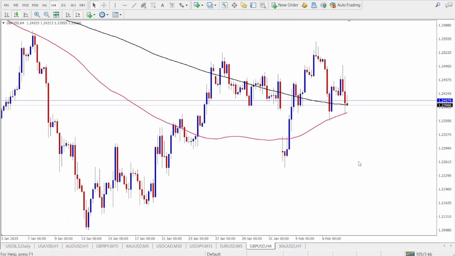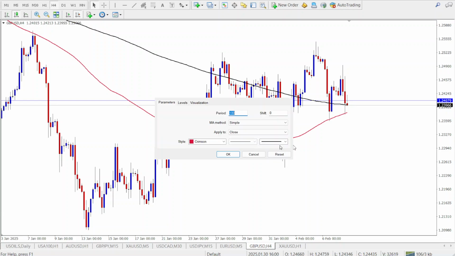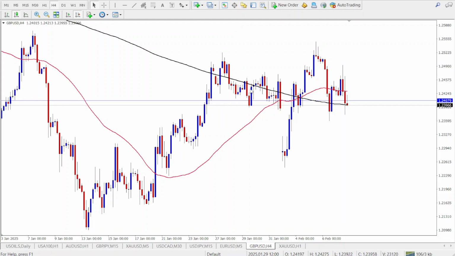Now for this strategy, we're just going to be using the 50 period SMA. So I'm going to change this back to 50 and the 200 period SMA to identify trend direction and generate trade signals. Now let's just go step by step through this simple moving average trading strategy for beginners.